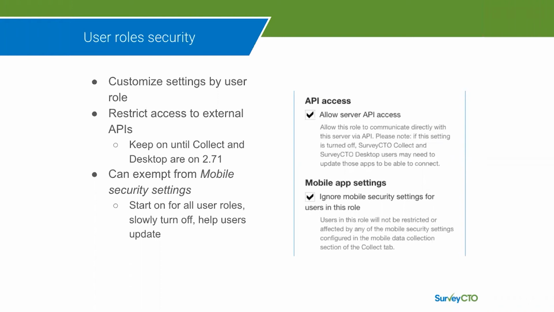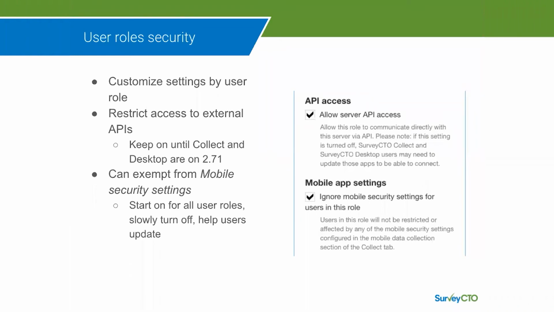For example, if a user is using an older Android device that does not support device encryption, you can assign them a user role with the Ignore Mobile Security Settings setting turned on. That way, they can collect data even though their device cannot be encrypted.